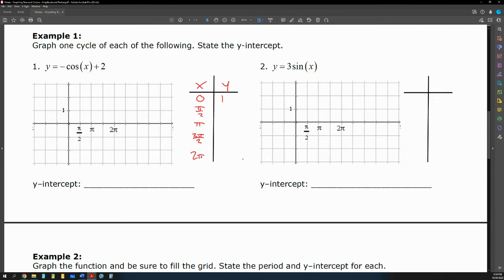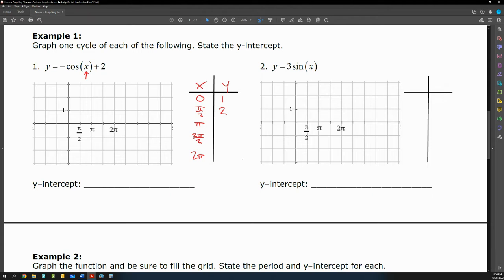Moving on, we have pi halves. The cosine of pi halves is equal to 0. Make it negative is still 0. And then add 2, we get 2. So again, we're evaluating the function. We're plugging in these radian values anywhere we see x in the original equation. So y equals negative cosine of pi plus 2. Next one.